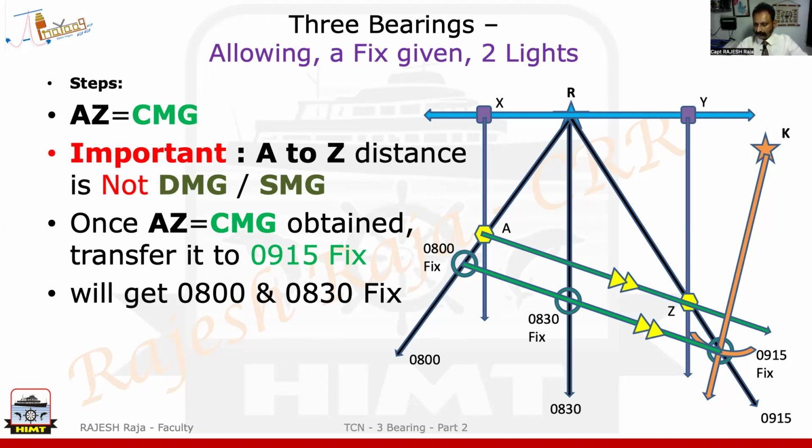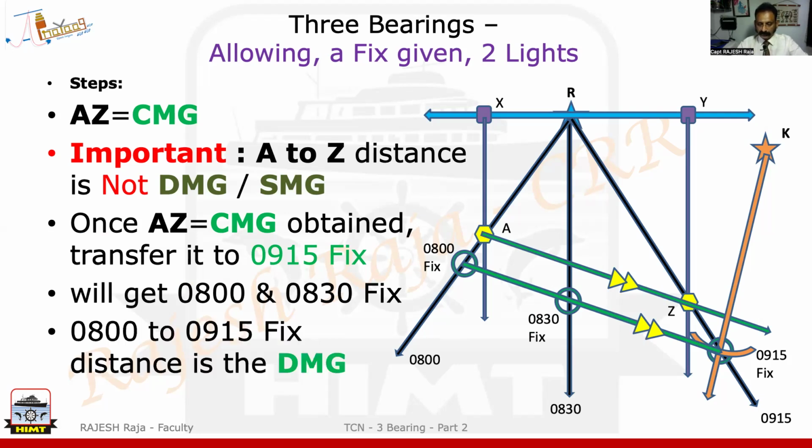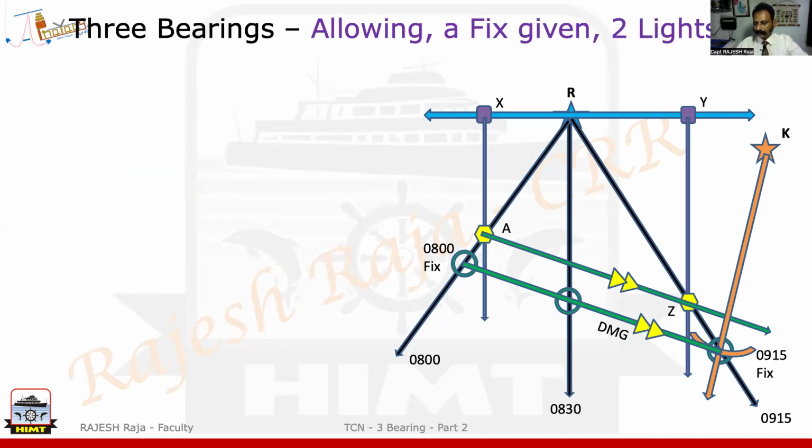And now, since I started the line only from the 8 o'clock fix and I finished only at the 9:15 fix, I can measure this distance and I can call it DMG. The reason it is DMG is that it is not 1 hour, it is 1 hour 15 minutes. The whole problem is 1 hour 15 minutes. So let us proceed further.